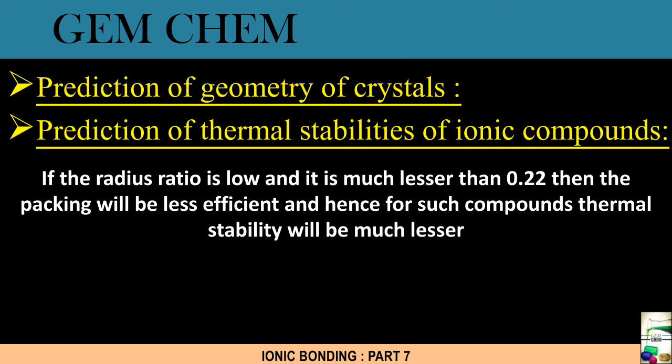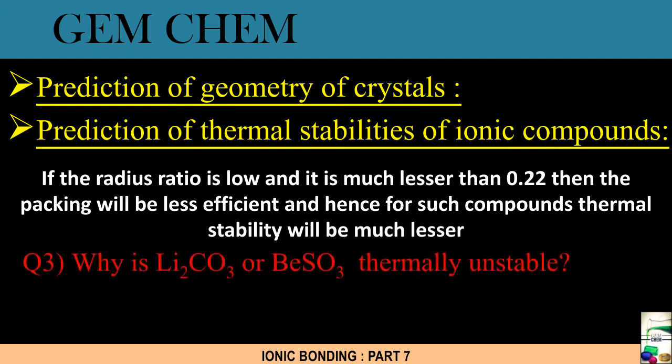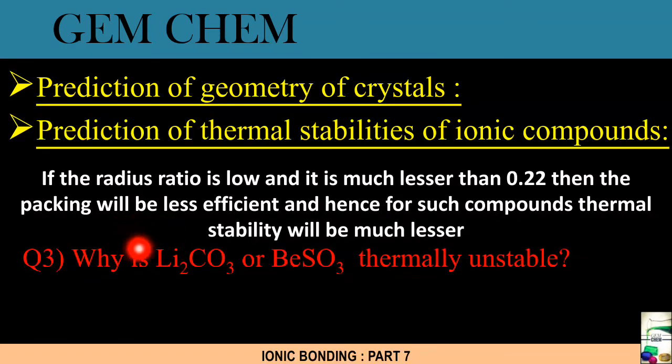Now you have to remember that if the radius ratio is low and much lesser than 0.22, then the packing will be less efficient, and hence for such compounds thermal stability will be much lesser. So if you have a low radius ratio, then your thermal stability is also low. Now this is the ultimate question for this video. Why are Li2CO3 or BeSO3 thermally unstable? This is the answer for this particular question. For both cases, the radius ratio is much less than 0.22.